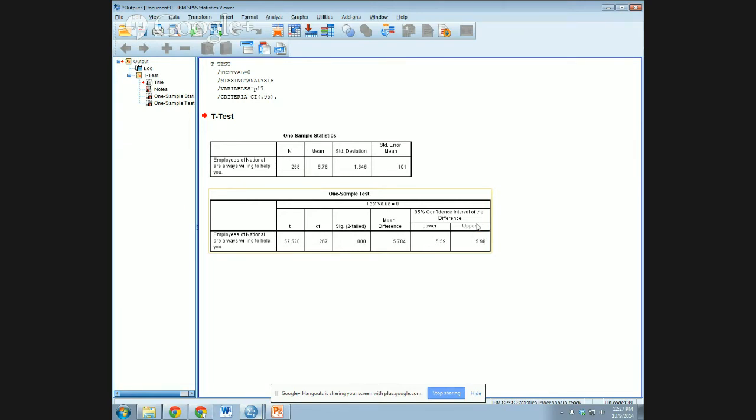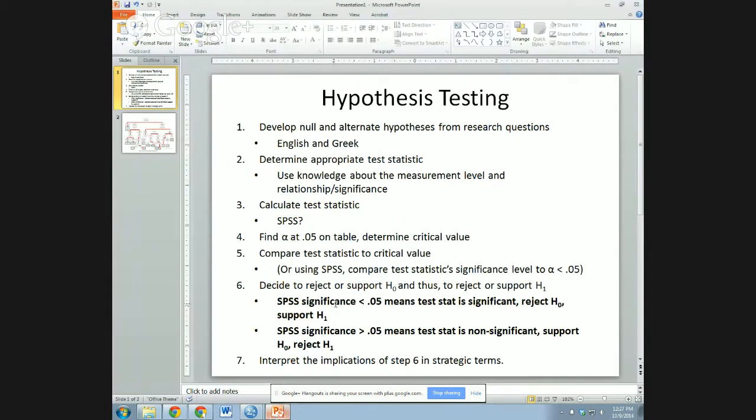And that confidence interval, we have not really discussed anything about confidence interval testing, so we'll leave it there. So we'll just focus on this. So the t-value, the degrees of freedom, and the significance. Now, I mentioned on my slide that if the significance is less than 0.05 in SPSS, this test statistic is significant. So we reject the null hypothesis and support the alternative.